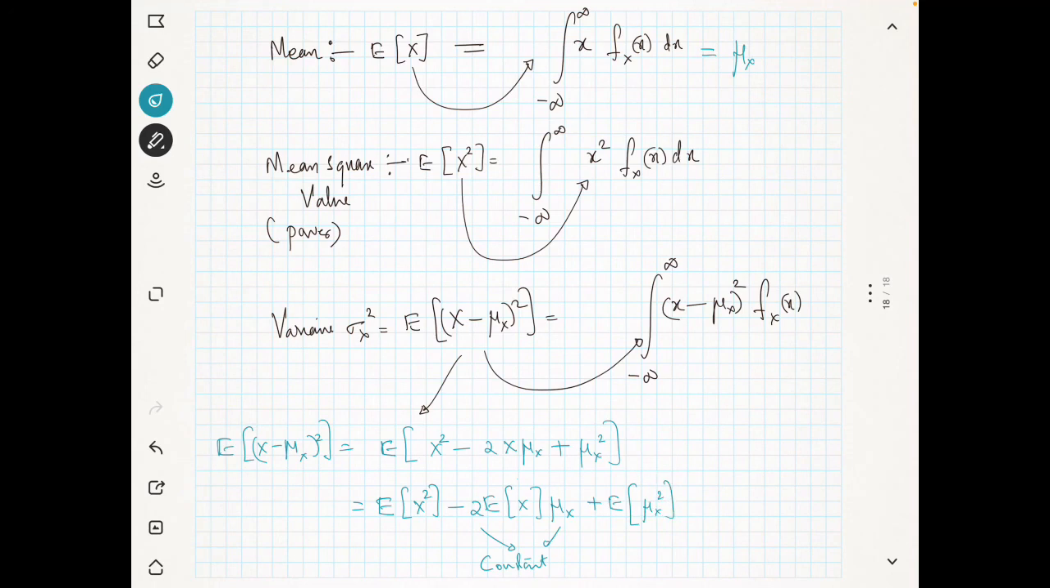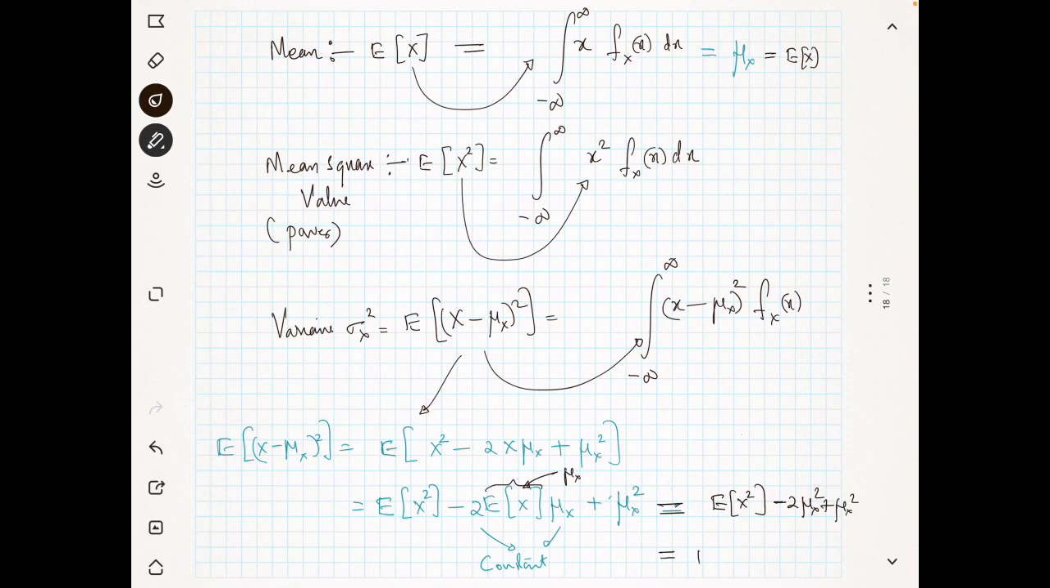What is the expected value of mu x square? Mu x is a constant, so mu x square is also constant, so the expected value is mu x square itself. So you will get the expected value of x square, and the expected value of x is mu x. So you have mu x into mu x, which is mu x square, so minus 2 mu x square, then again plus mu x square.